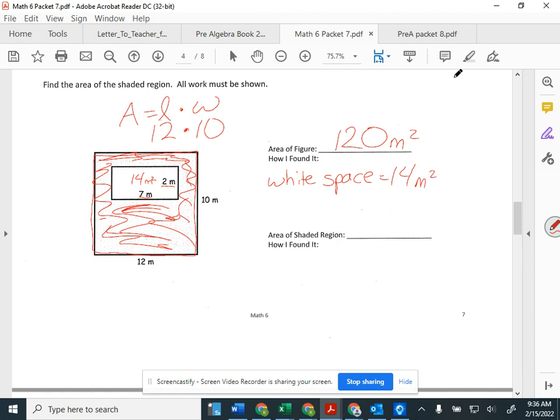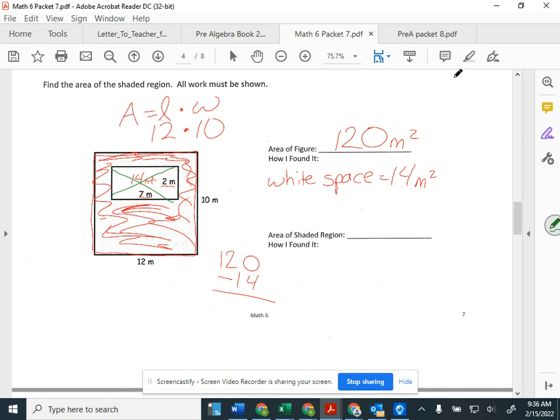Yes. Why is it important to know the white area? What can I do with my information now? Tristan? You can take the area of the whole shape and subtract it by the area of the white space. If I have my full rectangle figure, I subtract out the white space. I take out this white space, and I'm left with just my shaded.